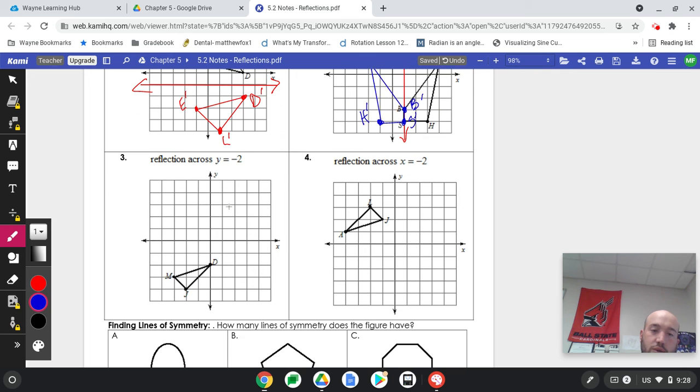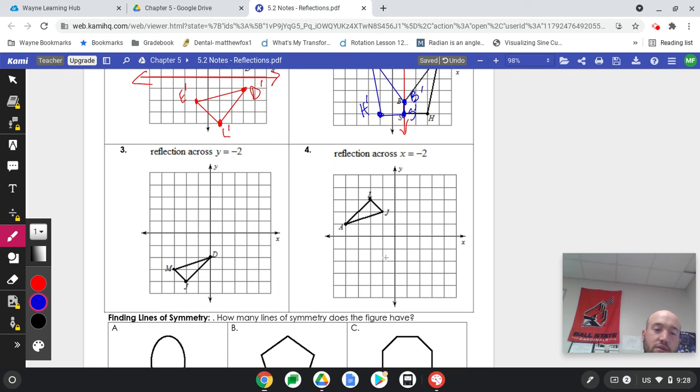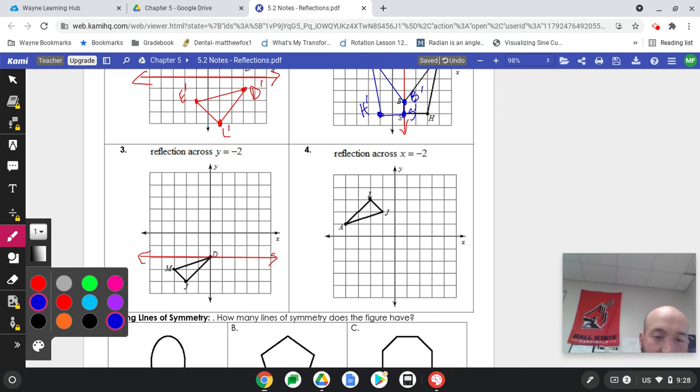All right, the next one, y equals -2. So drop down 2. That one will go through the y-axis at -2. Oops, let me fix that. I was off a little bit. And D is touching once again, so it stays there, D prime. J is 2 away, so 1, 2 past. M is 1 away, so 1 past. Draw in our shape, and we are done.